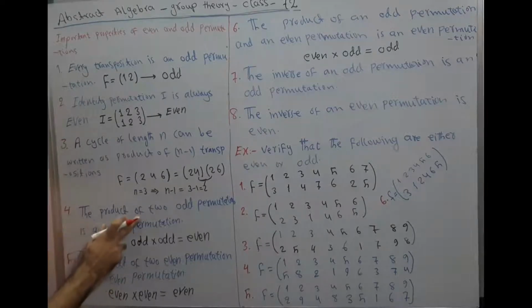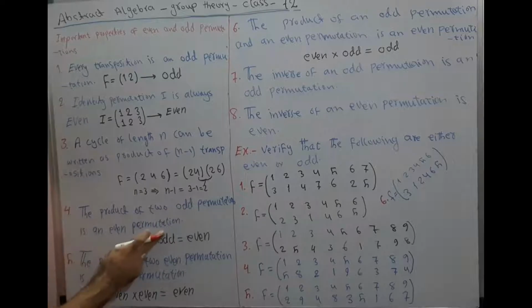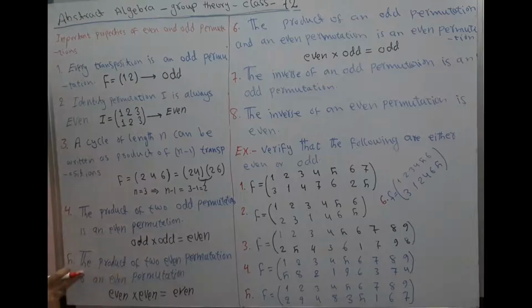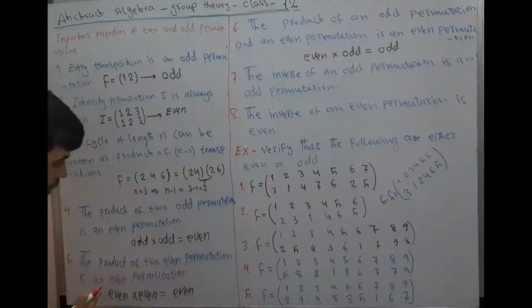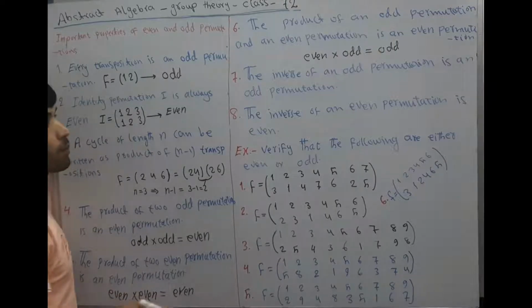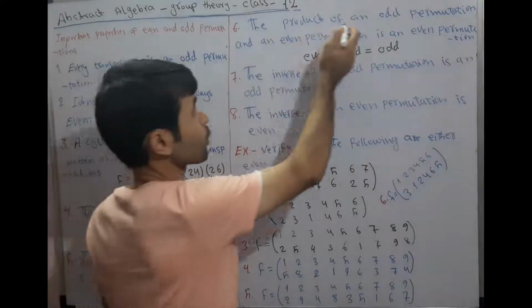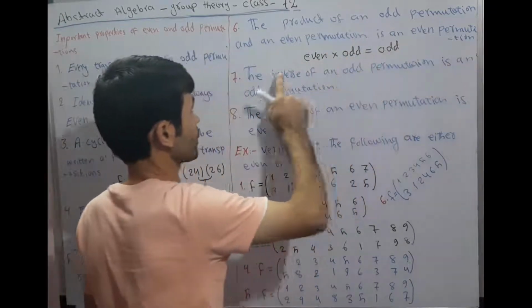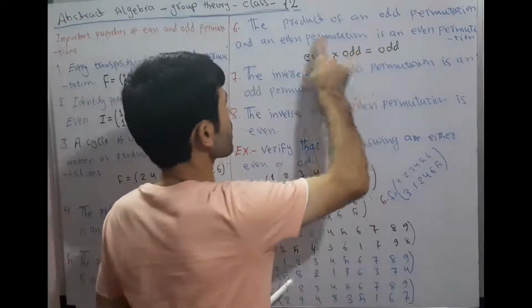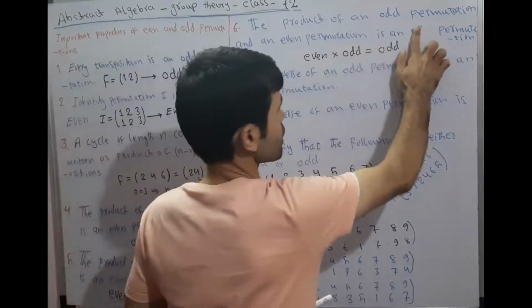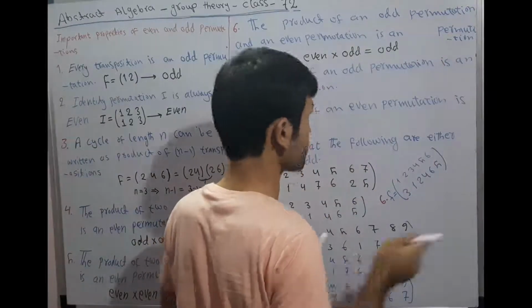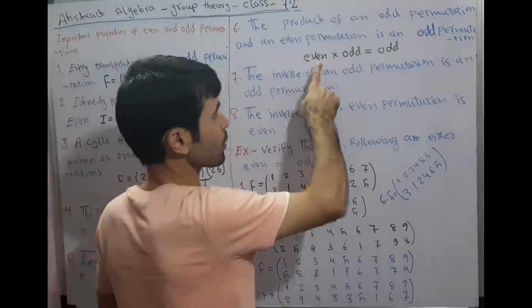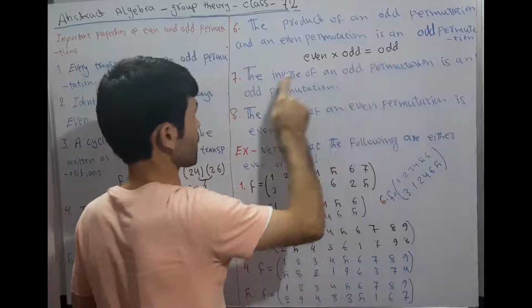Number 4, the product of two odd permutations is an even permutation. Odd permutation times odd permutation is equal to even permutation. The product of two even permutations is an even permutation. Even permutation times even permutation is equal to even permutation. The product of an odd permutation and an even permutation is an odd permutation. Even permutation times odd permutation is equal to odd permutation.